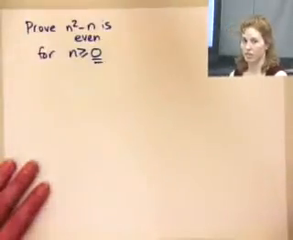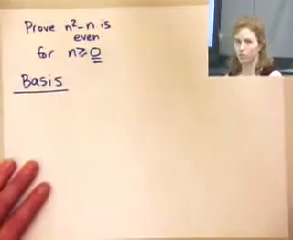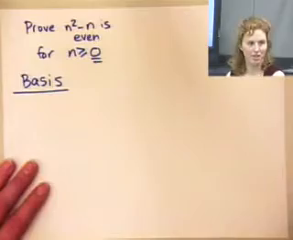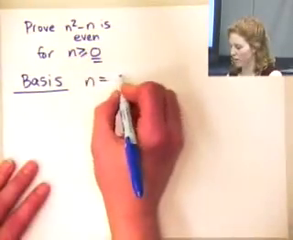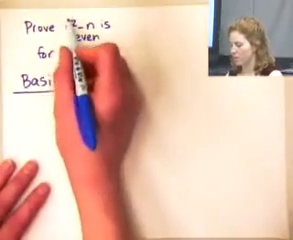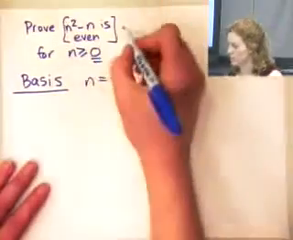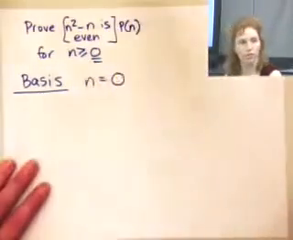Okay, so let's start. We're going to prove n squared minus n is even for n greater than or equal to 0. This tells me what my basis value needs to be. So in an induction proof, this is what I want to see on your paper. I want you to write the word basis so I can find it. Then tell me what value you're going to use for your basis. And then this is a predicate that has a variable in it, right? I usually think of this as p of n. That's what I'm going to prove.